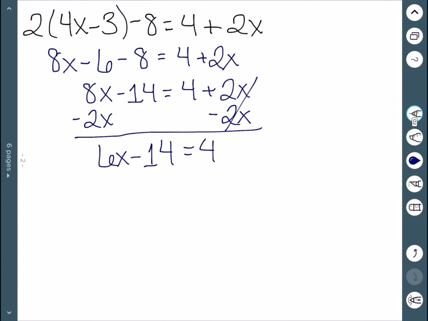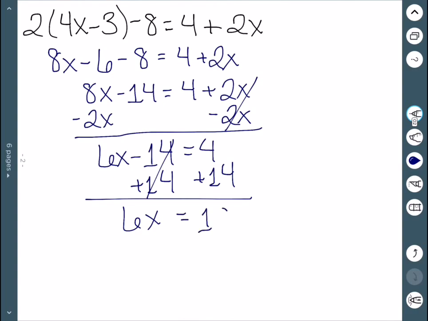After that, we want to get our constants on the other side. So I have this negative 14 with the variable. So I'm going to add 14 to get rid of it. On the left, I have 6x, and these become a 0. On the right, I get 18. The very last step is to get rid of the number in front of x. We'll do that by dividing by 6. 6 divided by 6 is 1. 18 divided by 6 is 3. So my solution, x equal to 3.